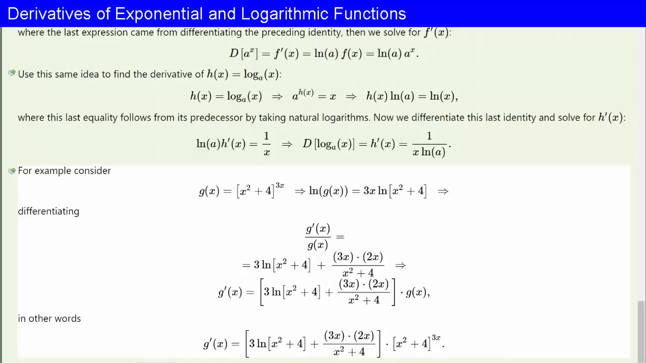And so you clean it up, multiplying through by g of x, of course, and you get g prime at x equals the enormous long expression 3 times the log of x squared plus 4 plus the fraction 6x squared over x squared plus 4. That whole expression times x squared plus 4 to the power of 3x.